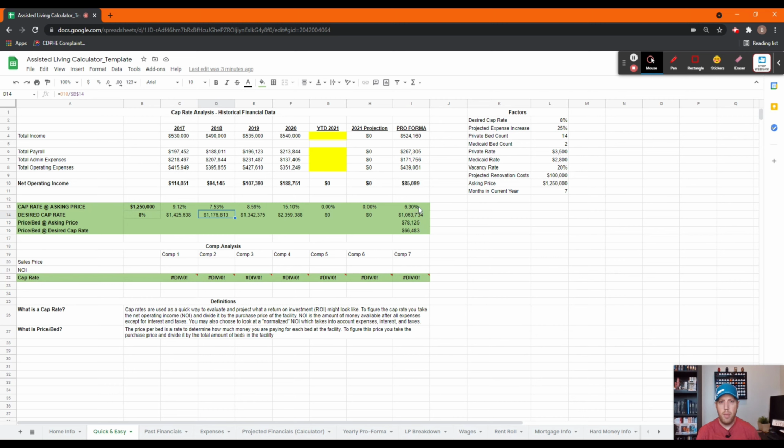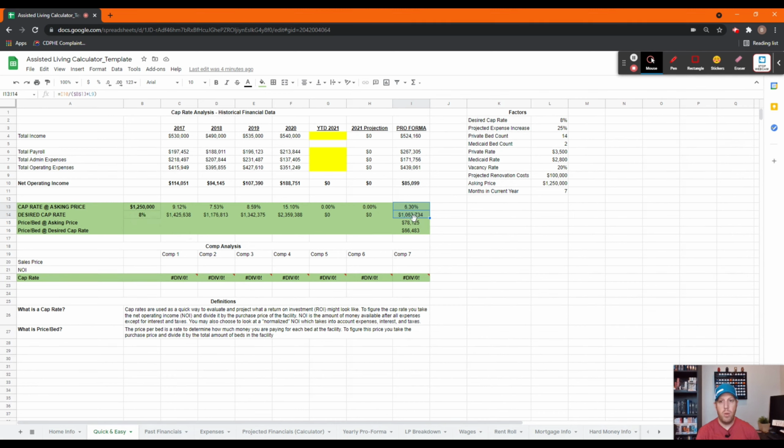And then over here, this is what the cap rate is based off of that pro forma. So this is really the section where you want to pay attention to. It's good to see what it has trended at, but this is what you really want to pay attention to, if the pro forma is in line with that asking price. So the cap rate that I've got here, these are just dummy numbers I threw in there. With that pro forma number, it's a 6.3% cap rate, which is lower than that 8%.